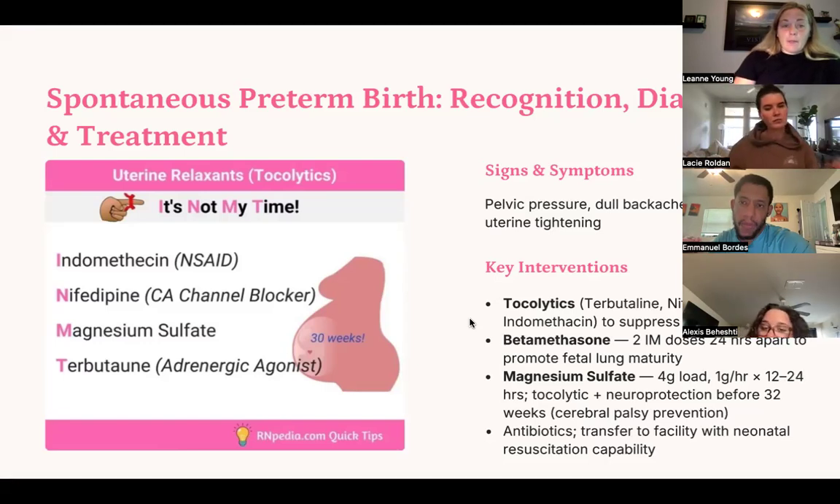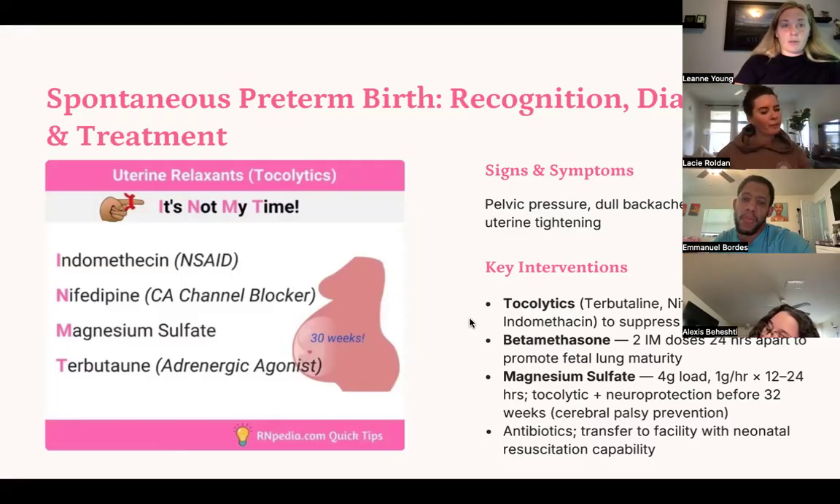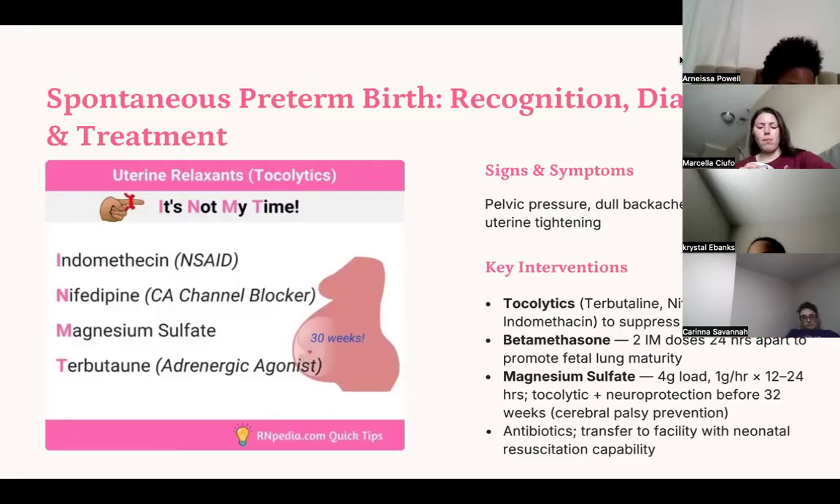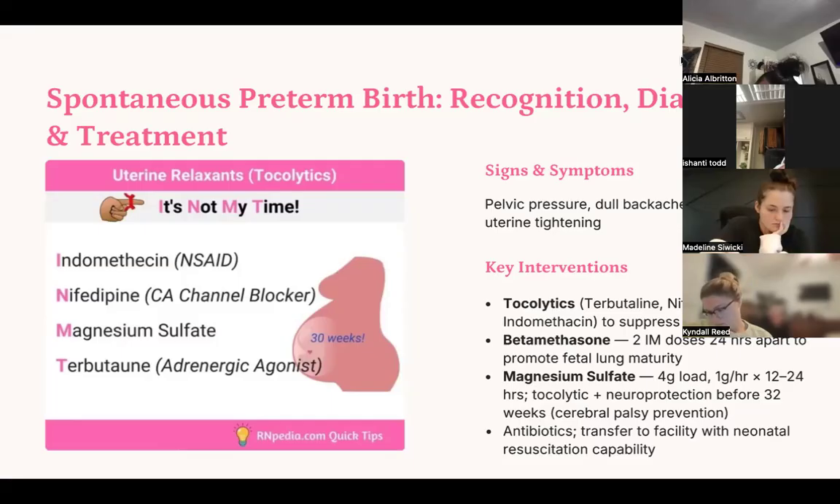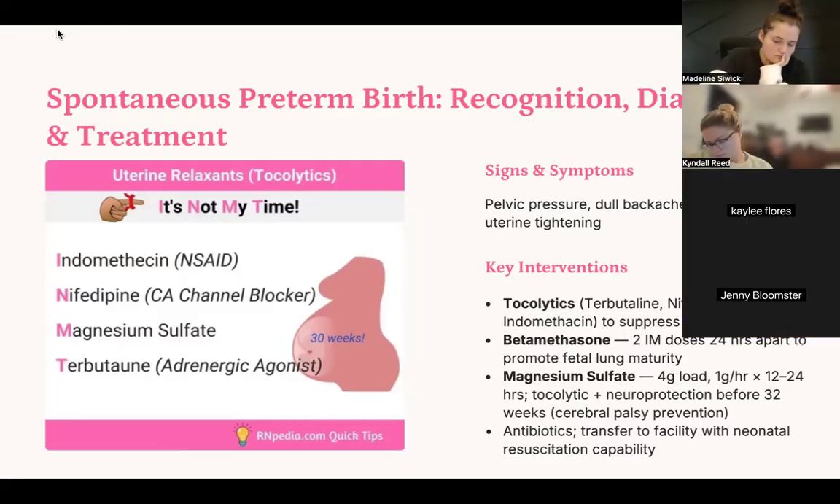And then, obviously, we're going to give moms antibiotics, especially if their water has ruptured. We're going to start them on antibiotics pretty quickly to prevent chorioamnionitis, which is that infection of the amniotic fluid, and prevent baby sepsis or anything like that from happening for mom.